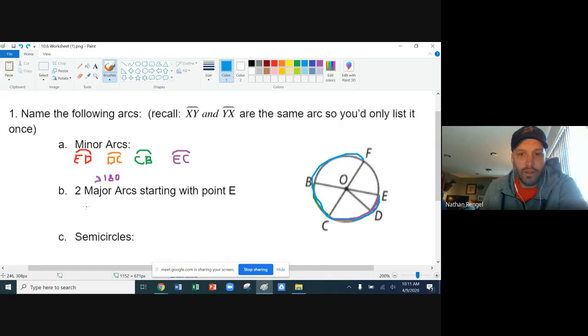So this one I could name it as E. It also travels through D, and then its final resting place is at F. So there would be my arc. And the other arc I could name, starting with E, is just going the other direction. I could go from E all the way around. Maybe we'll go to C right there. That's over 180 degrees. So EBC is another major arc that I can name.